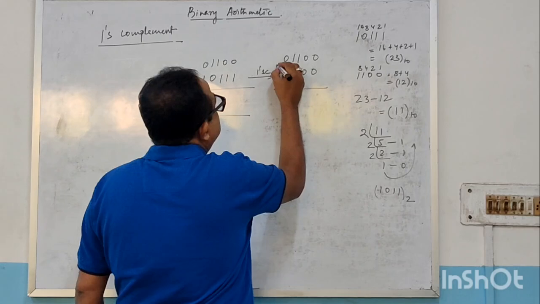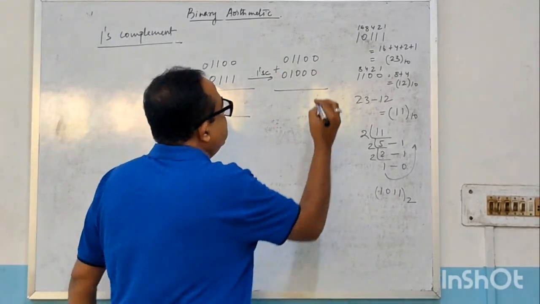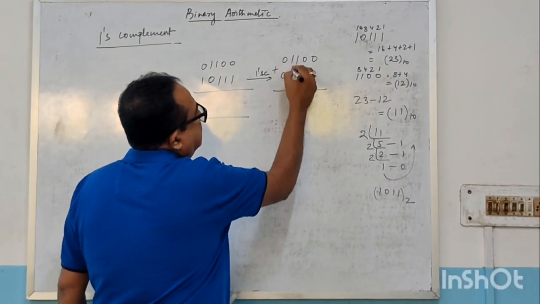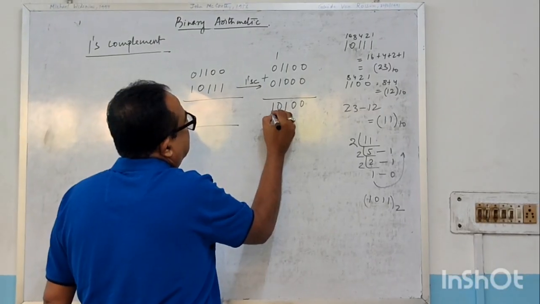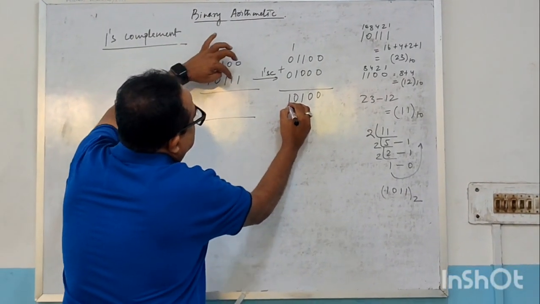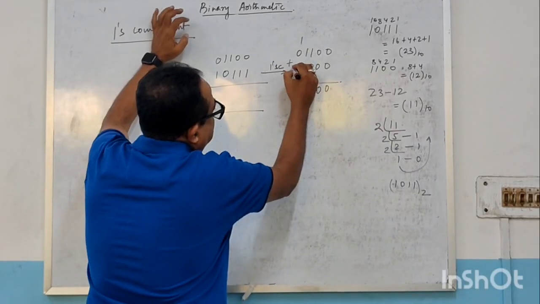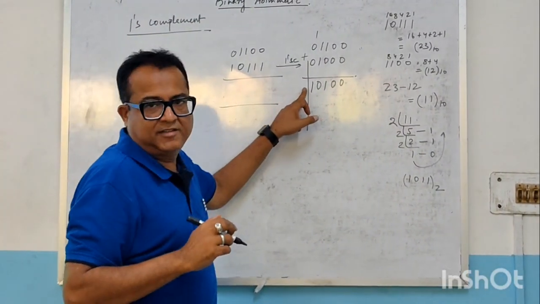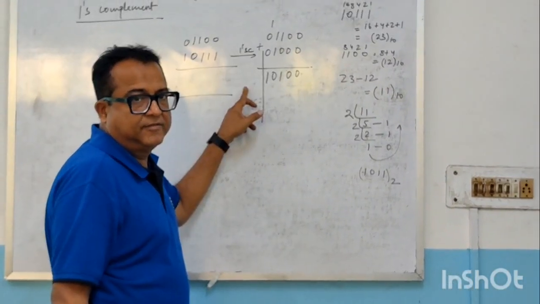The second step is also the same: you need to add. So 0 plus 0 0 0 1. Again, 1 plus 1 is 0, carry 1. So this will be 1. Now count 1 2 3 4 5, and 1 2 3 4 5. There is no extra bit, which you can clearly see.